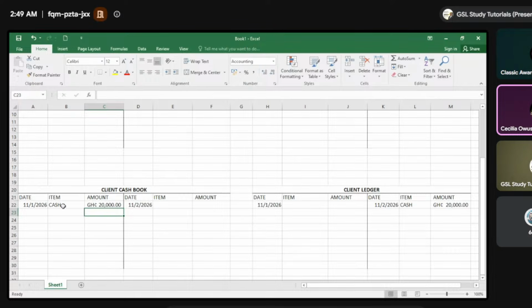My lady, help us with the next one, November 15th. Okay. November 15th. The law firm paid 3,000 Ghana cedis from Madam Fati's account to a witness who testified in favor of Madam Fati. Which of the rules does this transaction fall under? Please, is it the client's cash book and client's ledger?